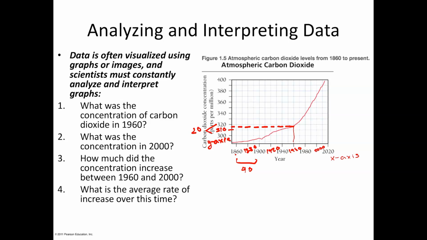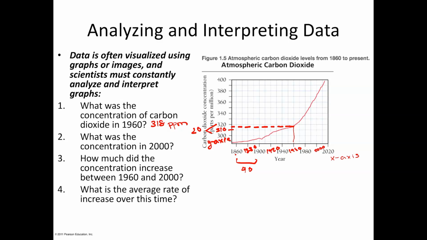Now again, this is interpreting. But when you make yourself little markings like that and write on your graph, you can be more accurate. Because if you had just said 310 or 320, you would not be very accurate because it's definitely in between the two numbers. So I'm going to say I have around 318 parts per million. So important to always include your units.